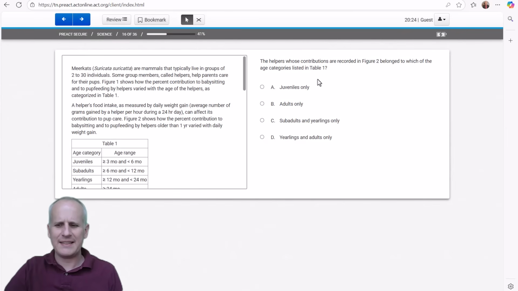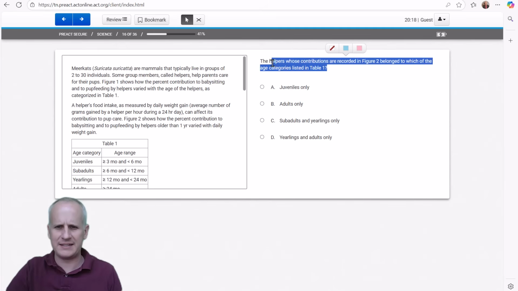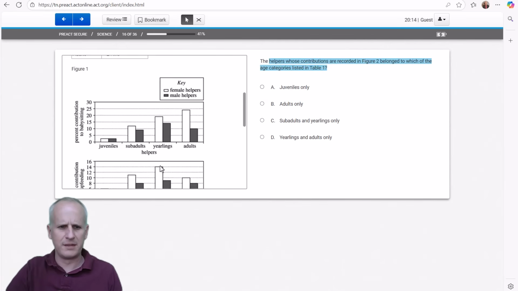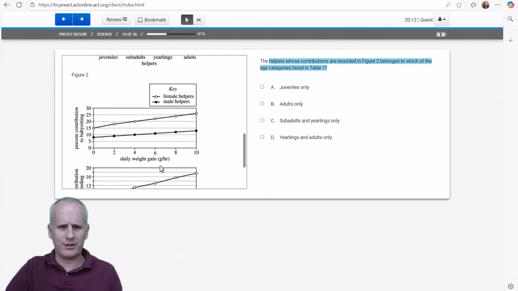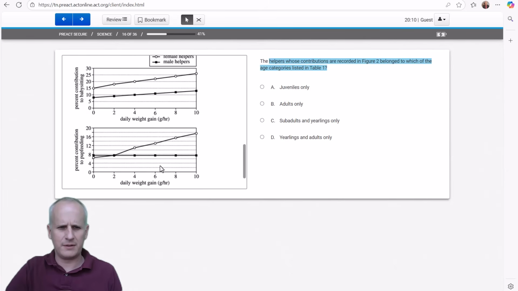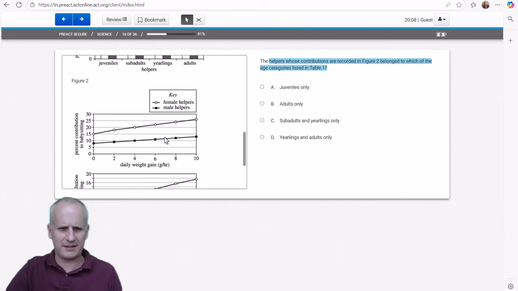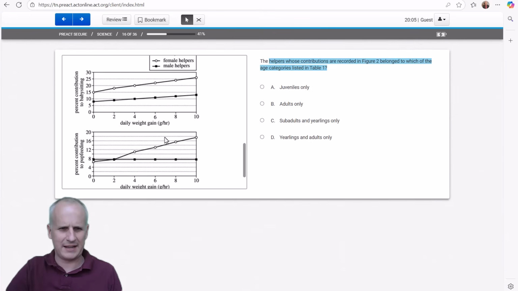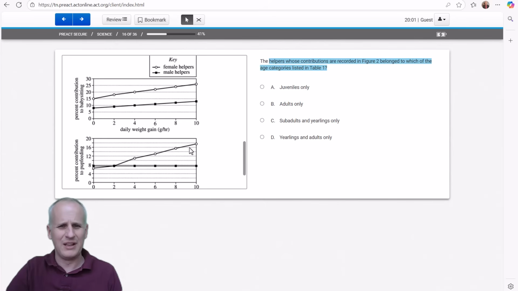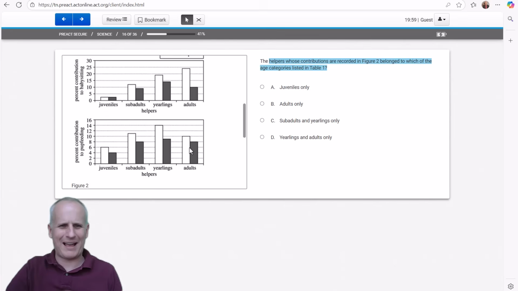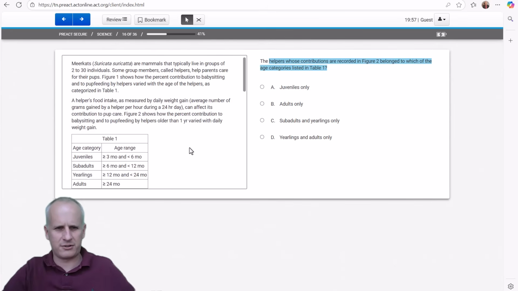Here we're being asked, the helpers whose contributions are recorded in figure 2 belong to which of the age categories listed in table 1? So again, we're going to go to figure 2. And when we're looking at figure 2, we've got percent and female helpers, and actually we've just got nothing here. So if there's nothing here, we've got to go back up to our introductory statements.